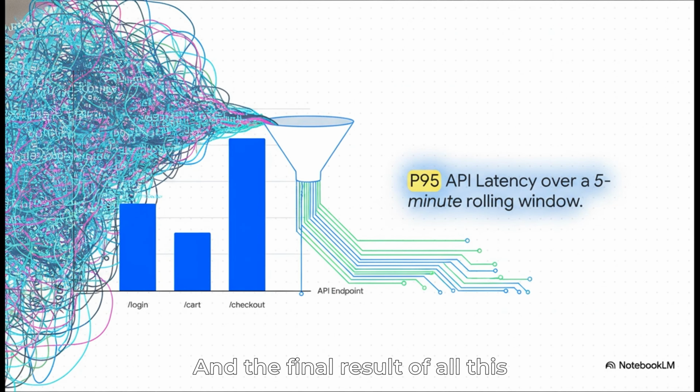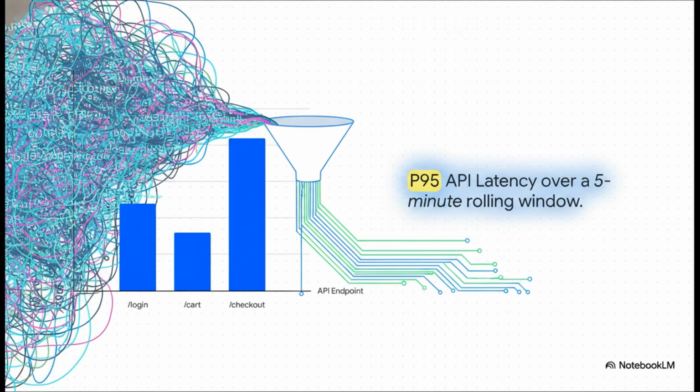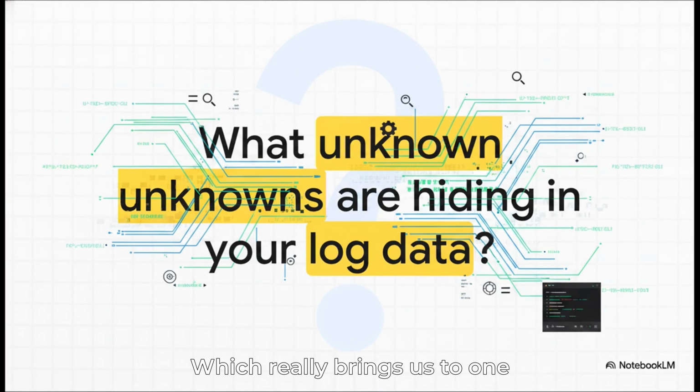And the final result of all this work is this beautiful, highly actionable graph. Think about it. We started with thousands of lines of chaotic, noisy JSON text. And by using LogQL parsers, unwrapping those values, and applying aggregations, we've successfully distilled all that unstructured chaos into a precise, proactive health monitor for our API endpoints. Which really brings us to one crucial final question for you. What critical unknown unknowns are hiding in your unstructured log data right now?